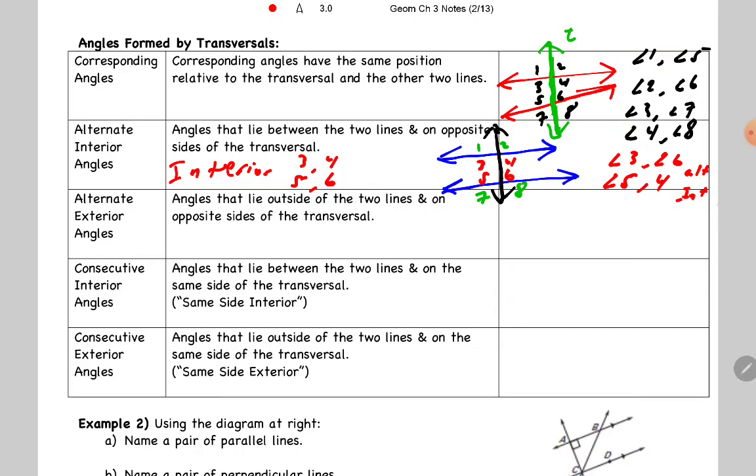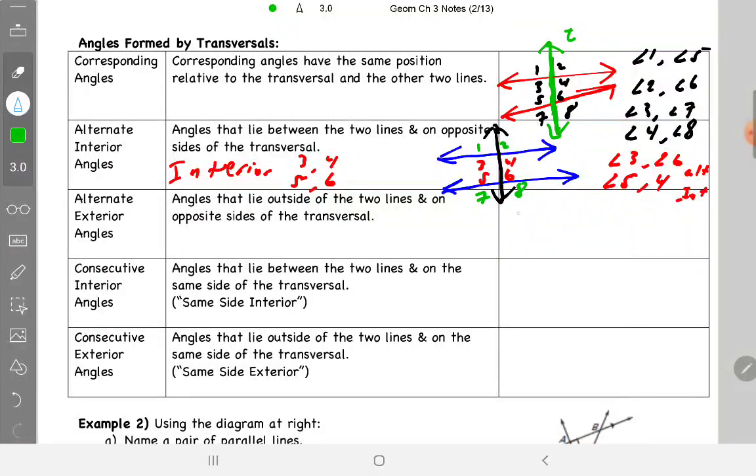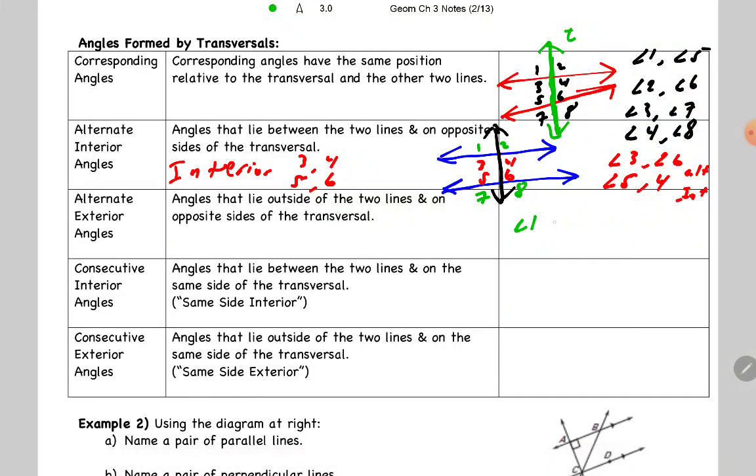Alright. And then the alternate exterior would be angles 1 and 8, angles 7 and 2. Those are alternate exterior. Exterior means outside. So notice how they're on the outside. The green ones are on the outside, the red ones on the inside. Red is interior, green is exterior. And then alternate means different sides of the transversal.